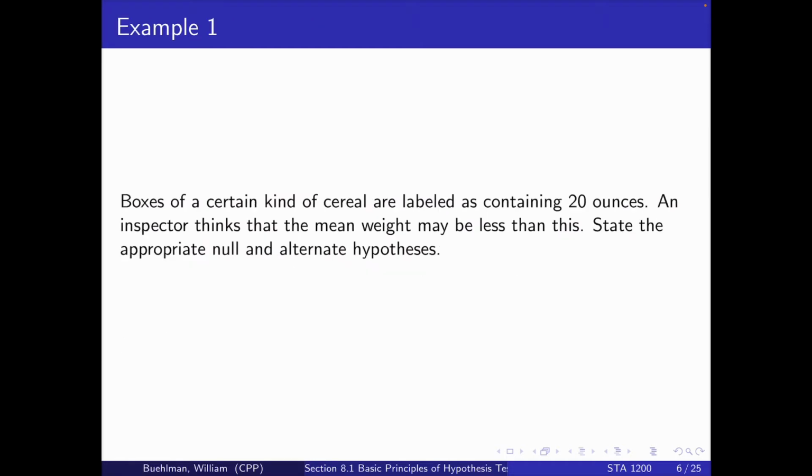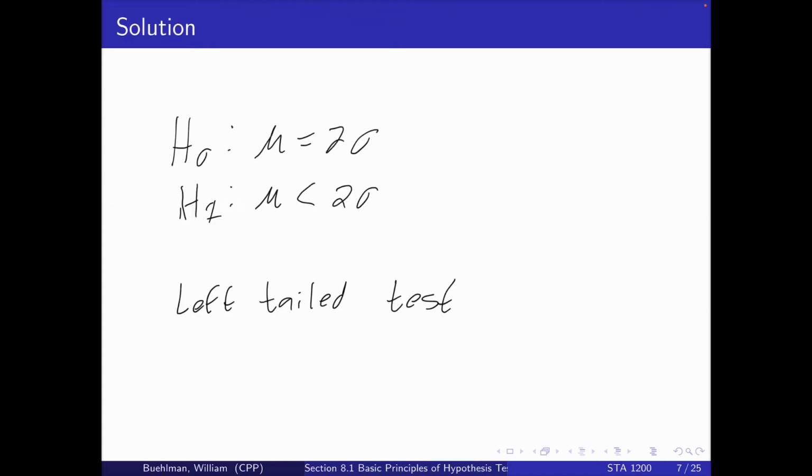Example 1. Boxes of a certain kind of cereal are labeled as containing 20 ounces. An inspector thinks that the mean weight may be less than this. State the appropriate null and alternative hypothesis. So we have to remember that the null hypothesis is that there is no difference. So we're going to say that mu is equal to 20 because that is the claim. The inspector thinks that the mean weight may be less than 20. So that's going to be our alternative, that mu is less than 20. This is an example of a left-tailed test.